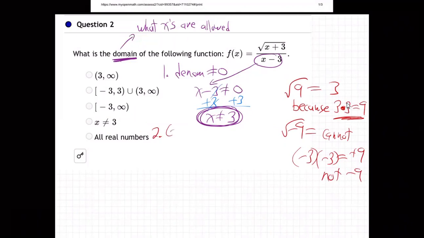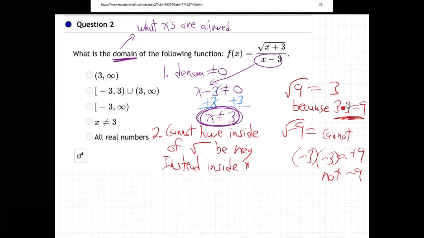So we cannot have the inside of a square root be negative. Instead, the inside must be 0 or bigger. Is that making sense so far? Right? Domain is all about what's allowed and what's not allowed. Like, you're not allowed to put metal in your microwave unless you want to wreck it, or knives in the toaster, right? So we're talking about domain is what's allowed.